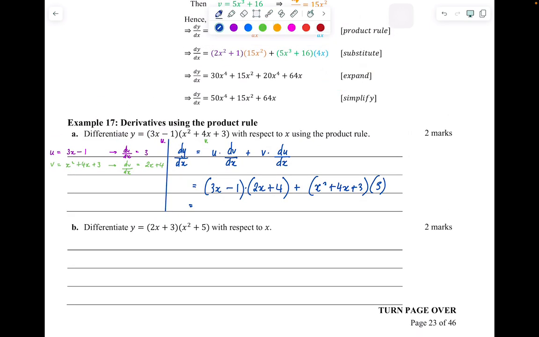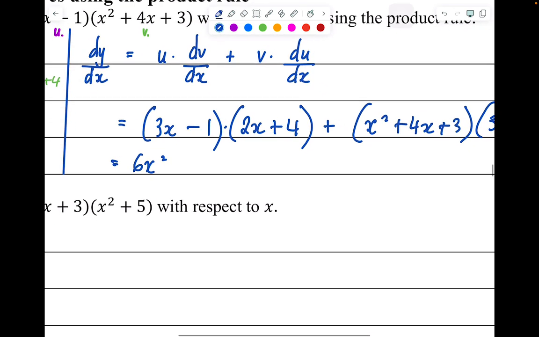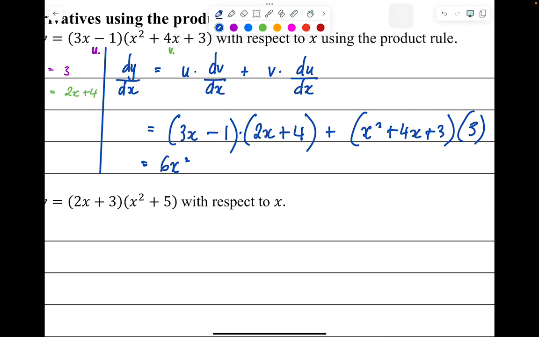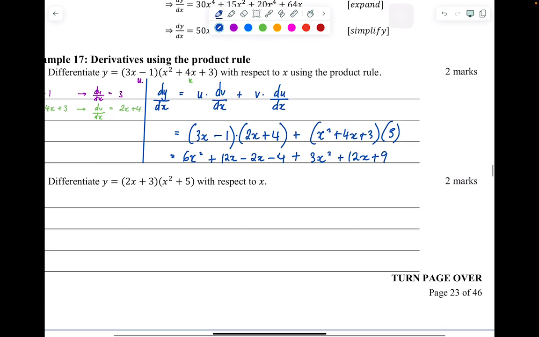So let's expand. We've got 6x squared plus 12x minus 2x minus 4. And we're going to expand this 3 inside and distribute it inside the bracket. We've got 3x squared plus 12x plus 9.